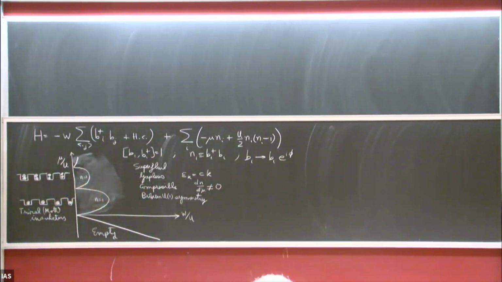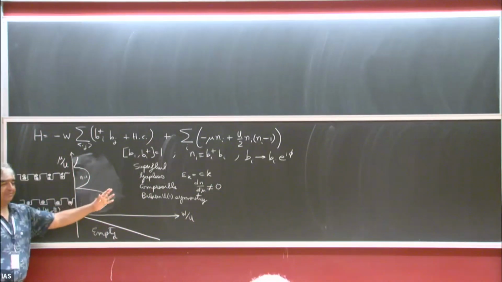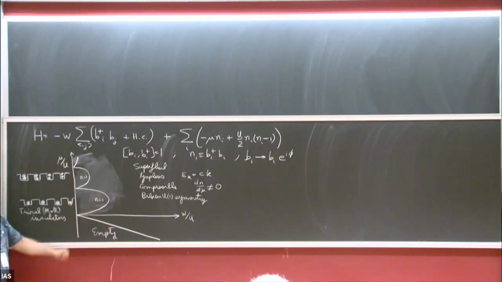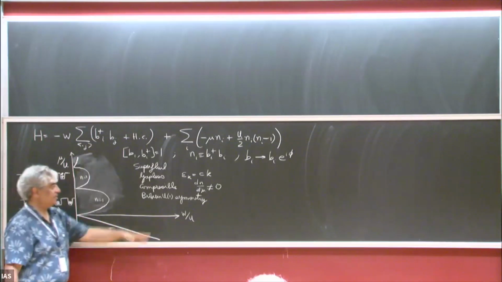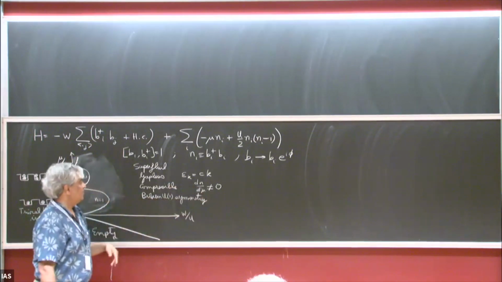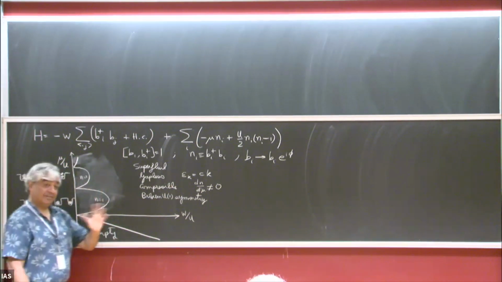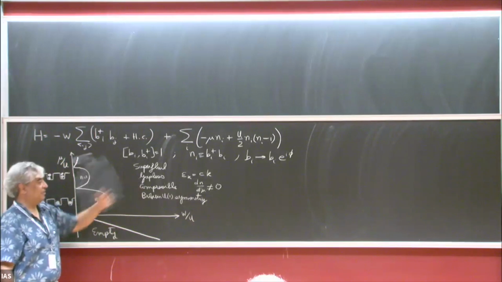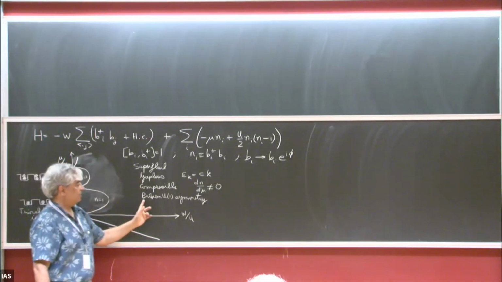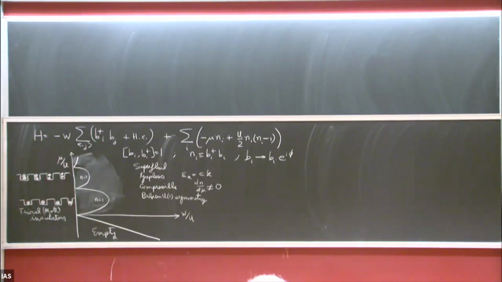Something being compressible is a very special thing at zero temperature. At finite temperature, everything is compressible. There's always some change, thermal excitations that come in when you change any parameter. But at zero temperature, compressible phases, strangely enough, are kind of hard to find, and this is one of them. And then I have already mentioned the broken U(1) symmetry.